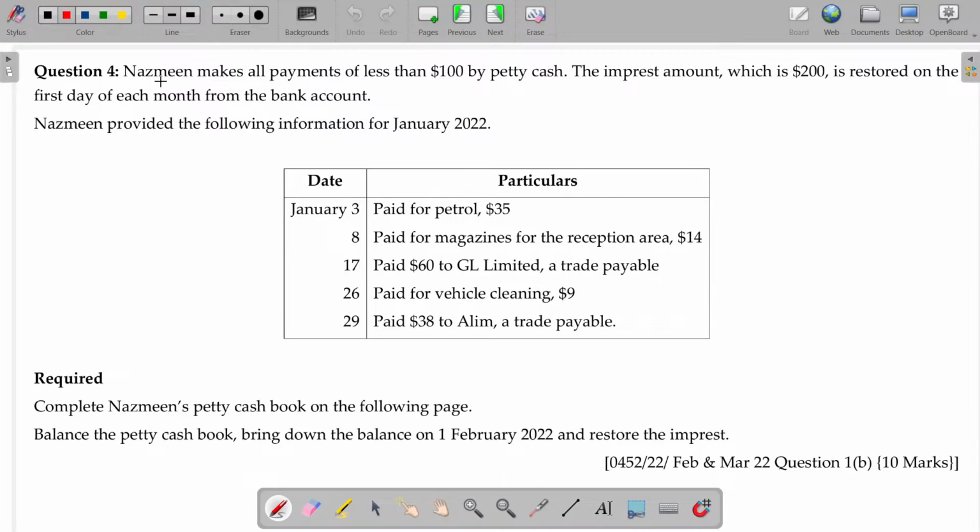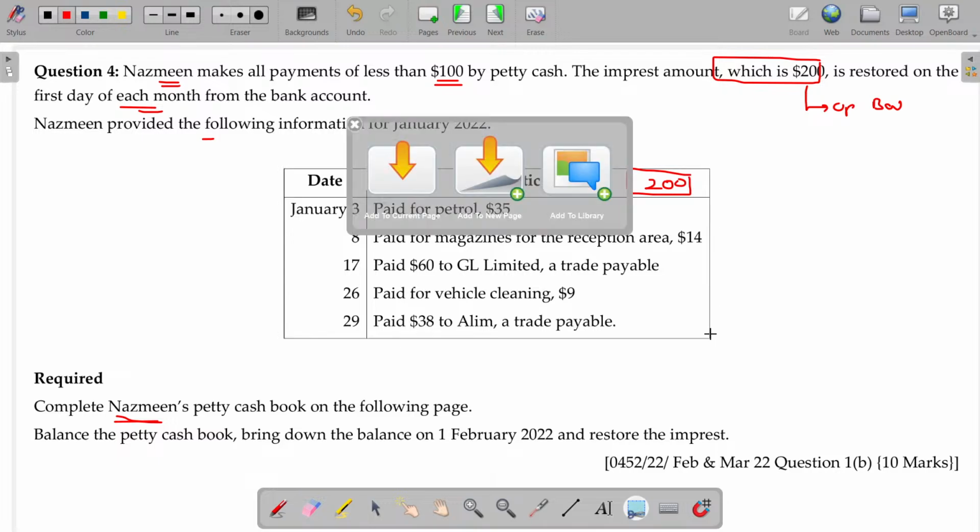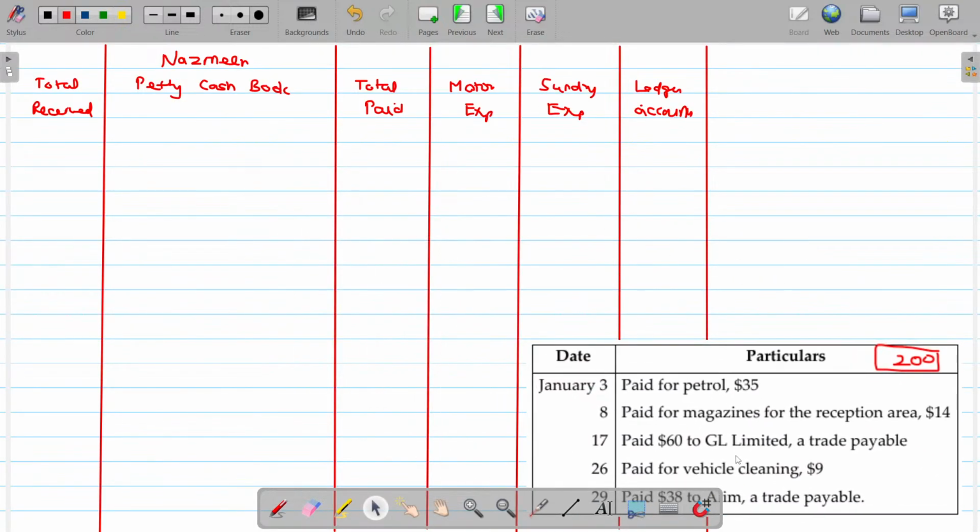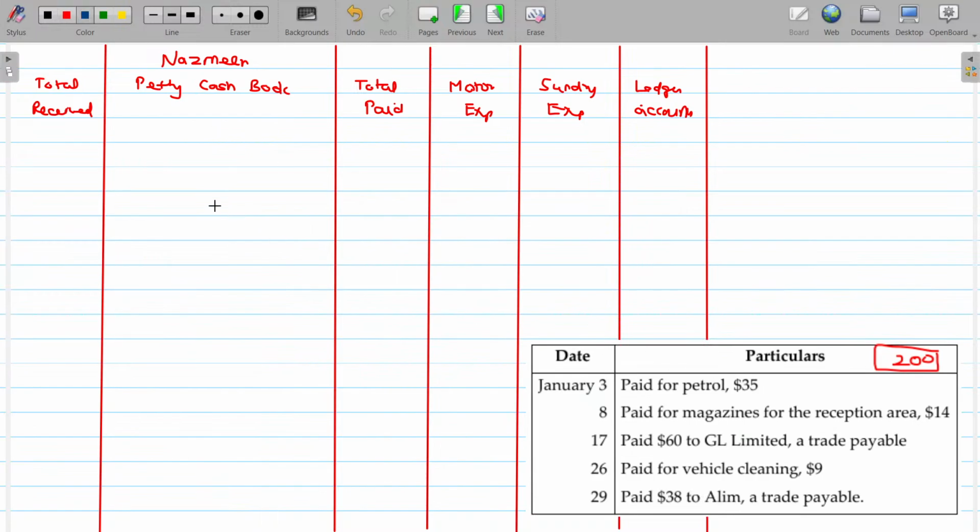Question number 4. Nasmin makes all payments of less than $100 by petty cash. The imprest amount, which is 200, is restored on the first day of each month. So imprest amount being 200, I put the value here. And opening balance also being the same, this is available already in the beginning. So complete Nasmin's petty cash book and bring down the balance for the next period. And what to be prepared is also given in the answer sheet itself. So you now post this.